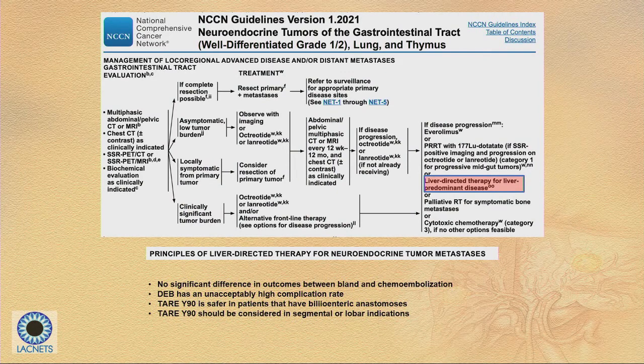The NCCN guidelines call out liver-directed therapy for liver-dominant disease. And when we get to this category, there are specific caveats that they talk about. There has not been a prospective randomized controlled study looking at bland embolization versus chemoembolization in patients being treated for neuroendocrine disease. So in general, these therapies are considered comparable.